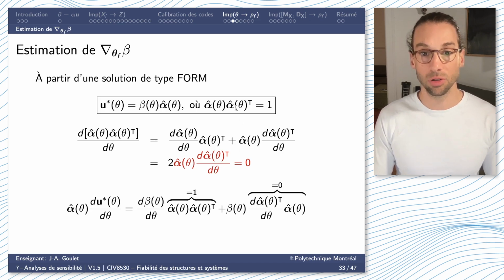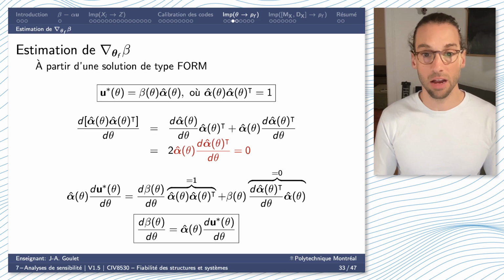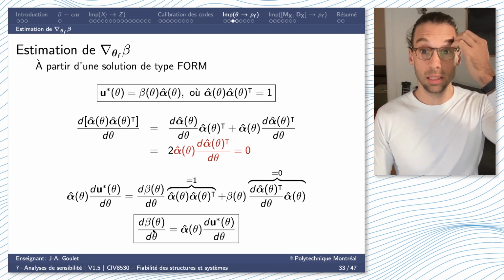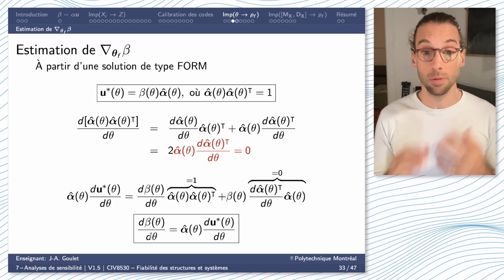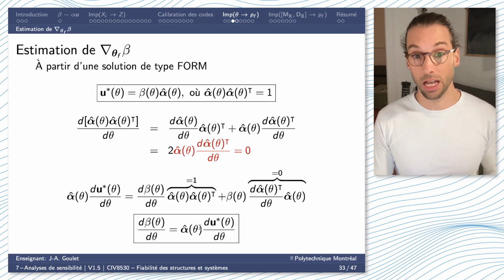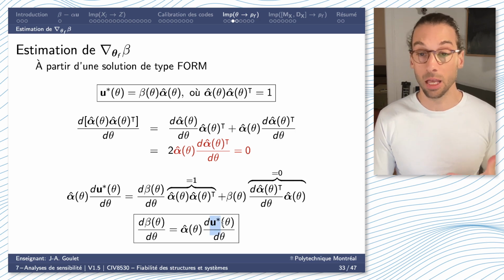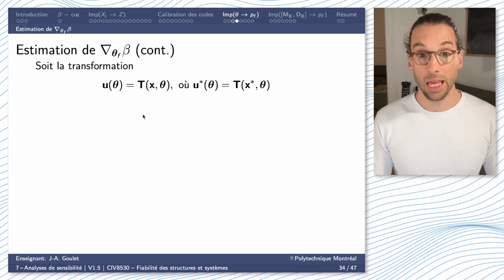So in that case, if we look at what we already had here, alpha times alpha transpose is going to give me 1. And here, derivative of alpha times alpha must be equal to 0. So that's going to simplify everything: the derivative of beta with respect to theta, this is what I'm looking for, must be equal to alpha times the derivative of my design point with respect to theta. So the only thing I need to find is the derivative of the design point with respect to my parameters. And how do I obtain this?